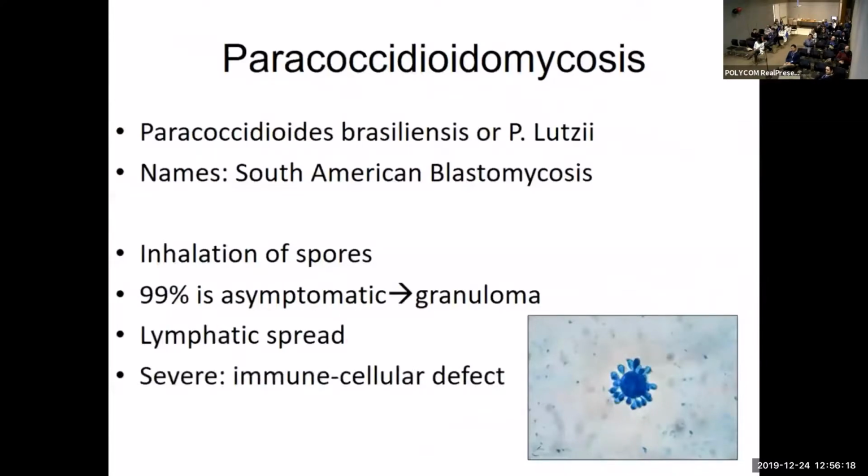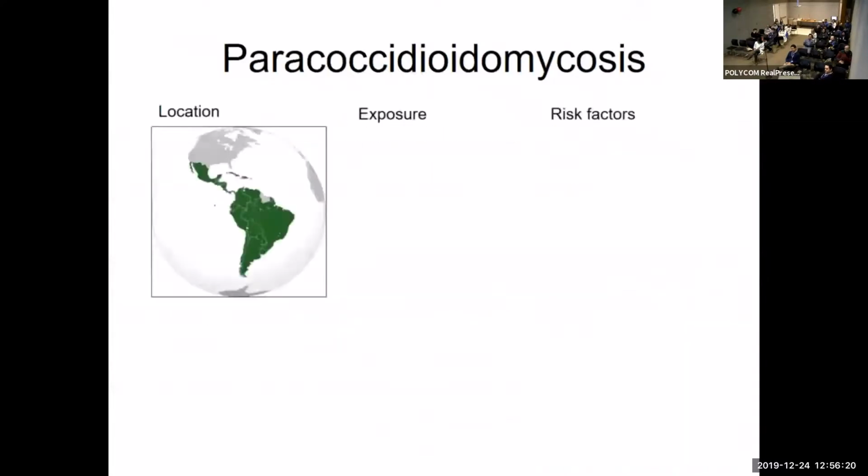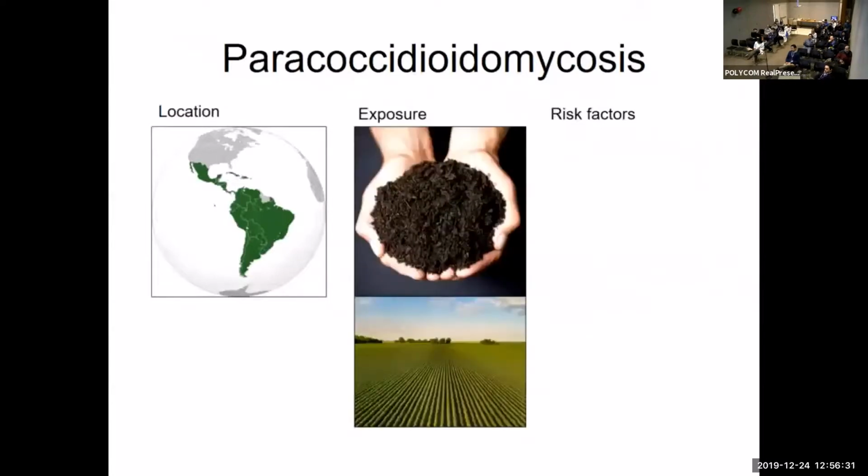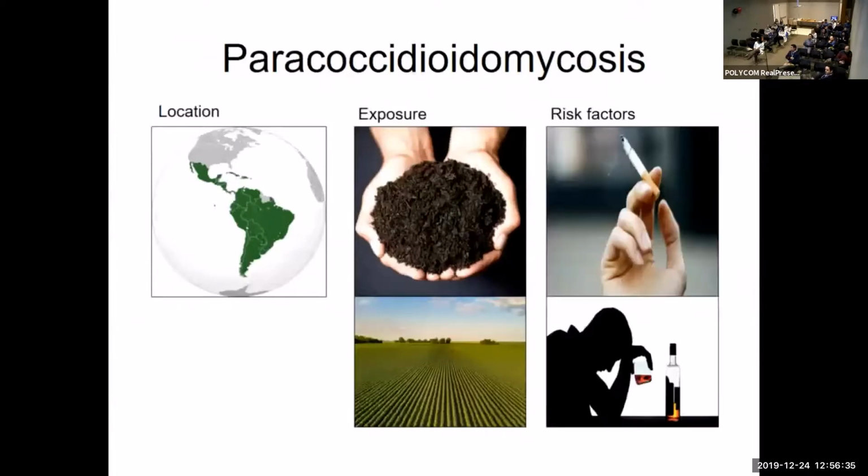Usually the risk for severe disease is cellular immune defects. The location is just Latin America, but the hyperendemic areas are usually the sylvatic areas in Brazil. Exposure-wise is soil, especially with farming activities. So risk factors for chronic disease, which is usually the more severe, are smoking and alcoholism.